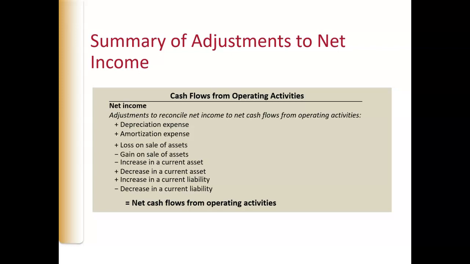Now guys, this is a really important slide because sometimes it can be confusing as to why we're adding and why we're subtracting. And so to have this on hand, to know if there is an increase in a current asset, we do the opposite. An increase, we subtract. A decrease in a current asset, we add. You do the opposite for current assets. For current liabilities, you follow it. An increase in a current liability, we add. A decrease in a current liability, we subtract.